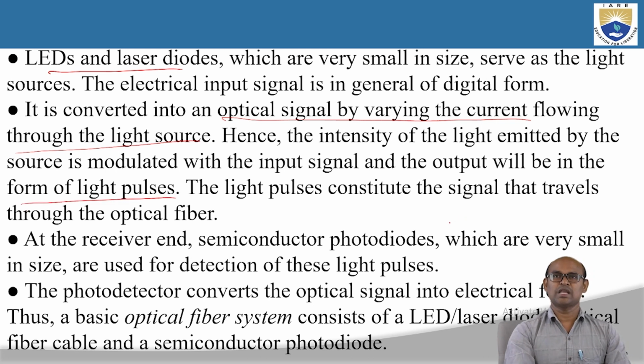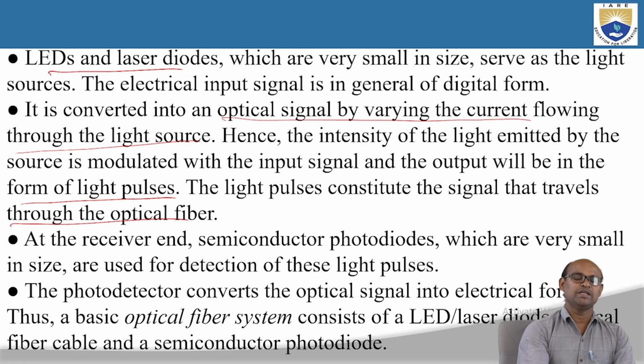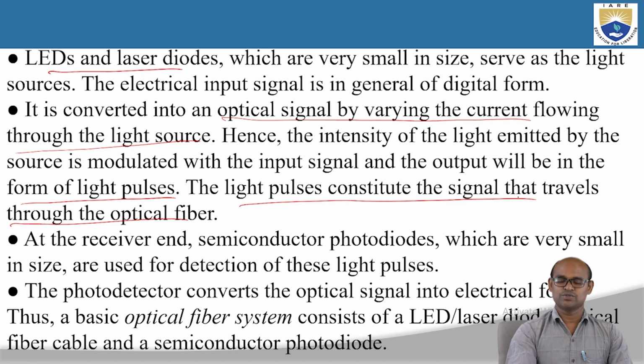Okay, so we use these light sources to convert the electrical signal into the light signal. The light pulses constitute the signal that travels through the optical fiber. So whatever audio or video signal we have, it is now in the form of a digital electrical signal, and this has to be converted into a light signal. For that we can use LEDs or laser diodes. The light pulses constitute the signal that travels through the optical fiber.